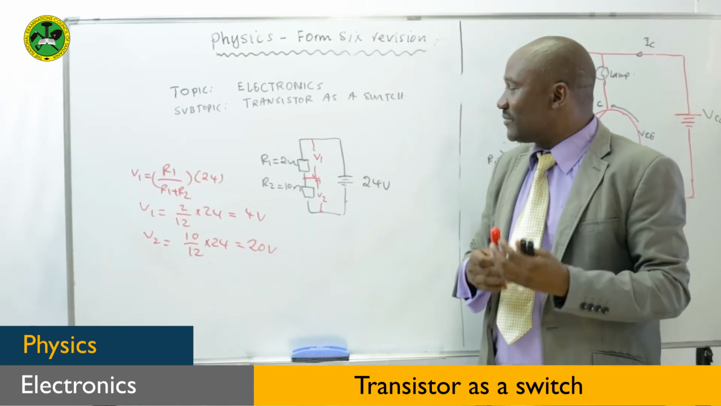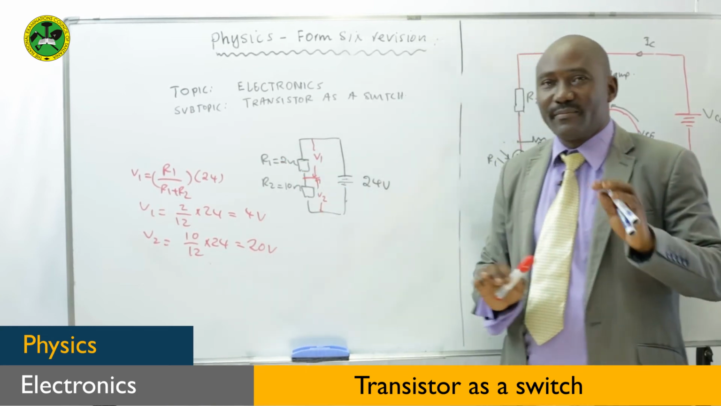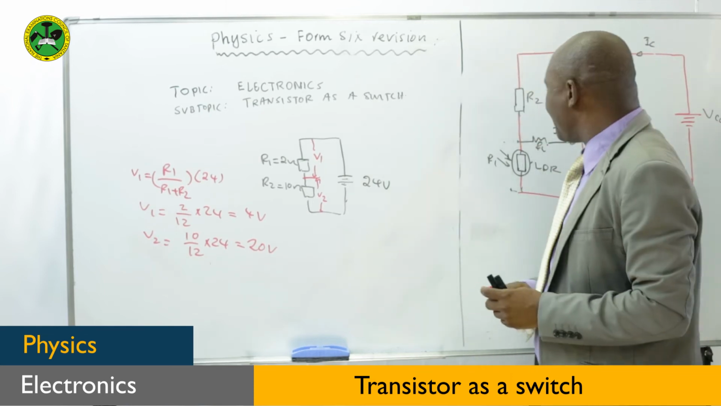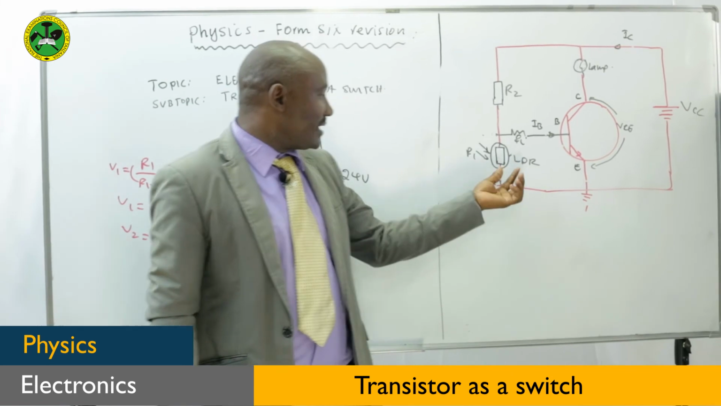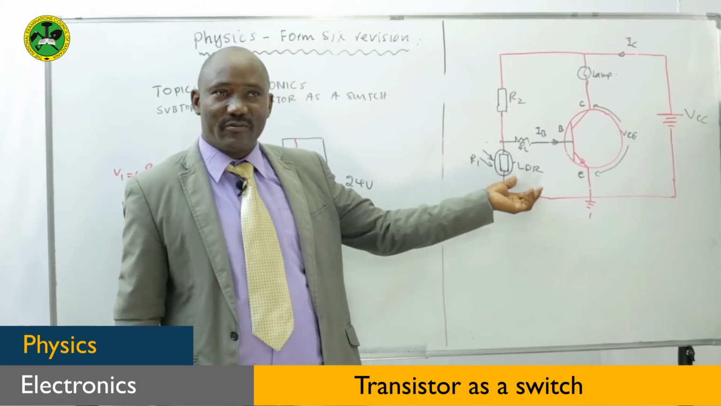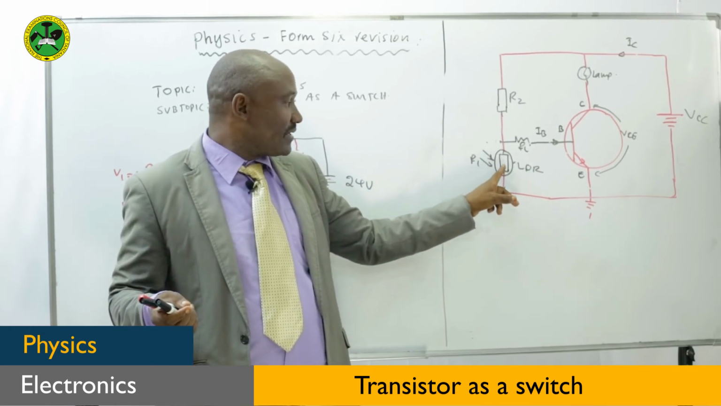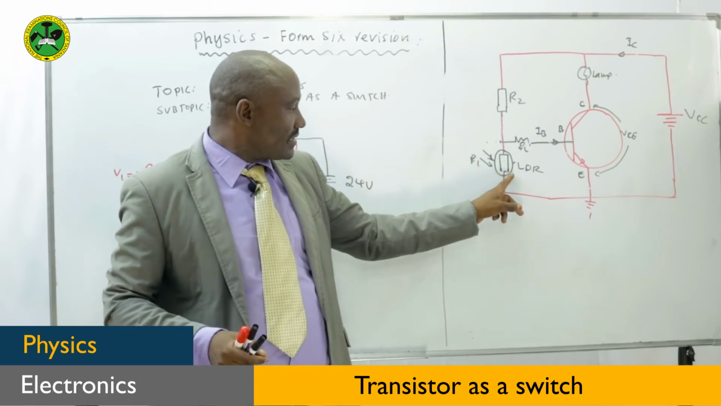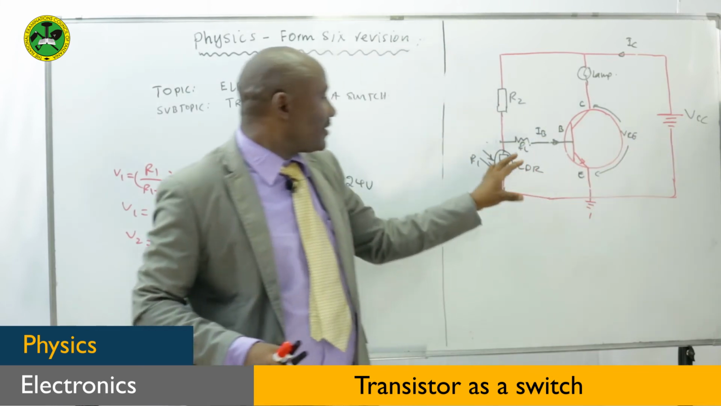So the share that we get depends on the amount of resistance we have. A small resistance will produce a small share of the voltage. So the same principle applies here. Since this is the light dependent resistor, when darkness falls, as I said before, the resistance of this semiconductor material tends to increase. When it increases, it means that most of the voltage from the supply will be found here.